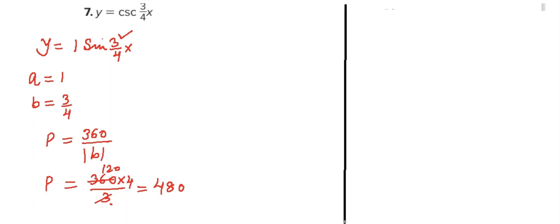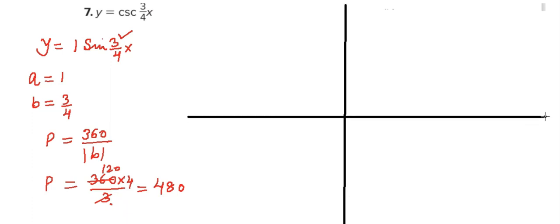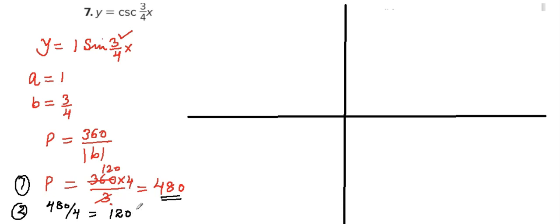So look at the shape of sine. First we need to draw the graph of sine. So now, after finding out the period, divide this into 4 pieces. 4 pieces means divided by 4. 480 divided by 4. How much? 480 divided by 4 is 120. So first one is 120.